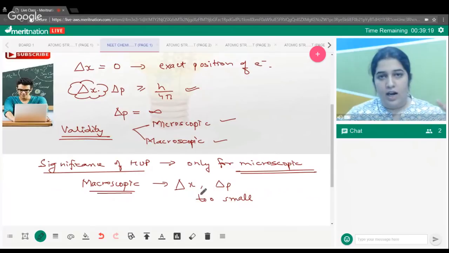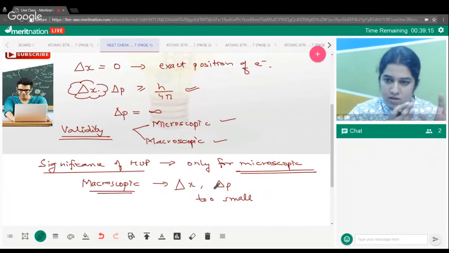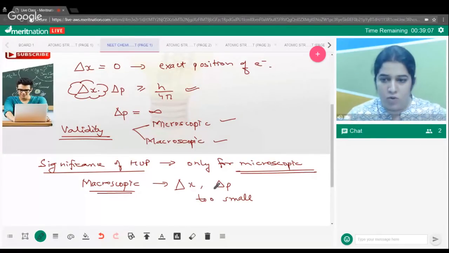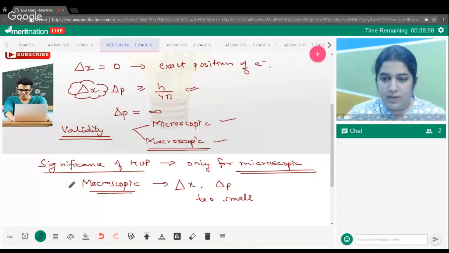Meghna, the Heisenberg uncertainty principle can be applied to microscopic smaller particles as well as macroscopic, the bigger objects, like a football. When a football is in motion, we can apply it there. But for a macroscopic object, the Heisenberg uncertainty principle is telling us the uncertainty in position, the uncertainty in momentum, becomes too small to be considered.